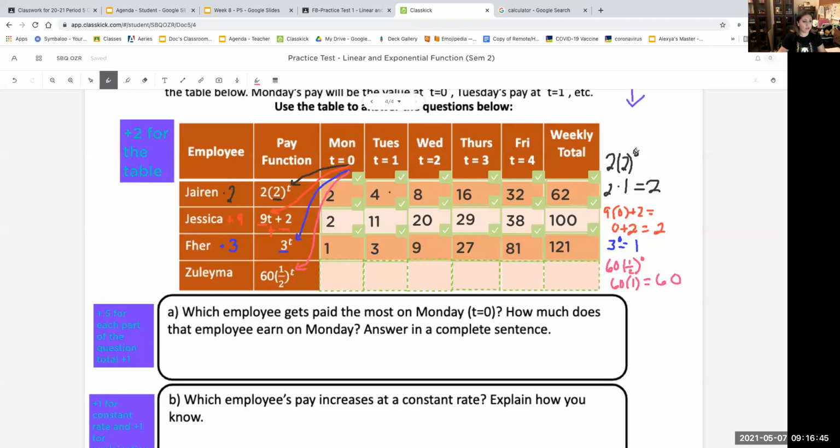So again, all of this work, that's the only work I want to see from you guys that I absolutely need. Everything else is just going to be extra if you guys want. So I'm going to have 60.